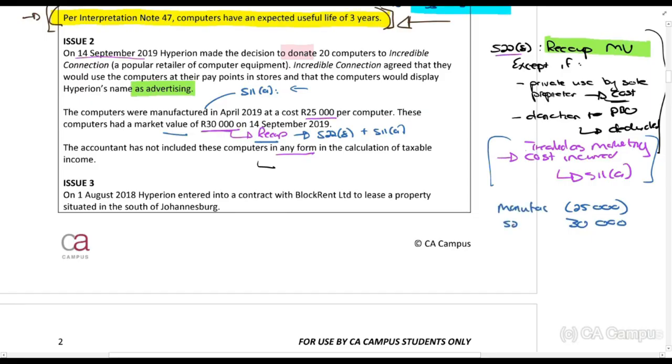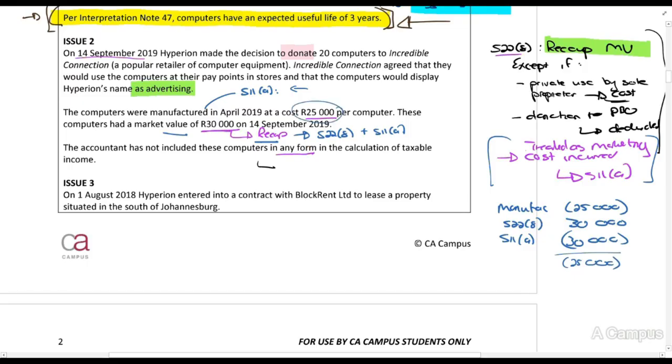We will then recoup section 22.8, and then we will claim under section 11A the same 30,000 rands. Why? Because we're going to use these computers as marketing. Now what's the net effect here? Just to show you what the idea is here, it is a 25,000 rands deduction, which is equal to the cost.